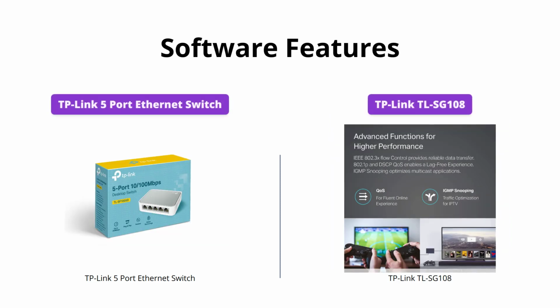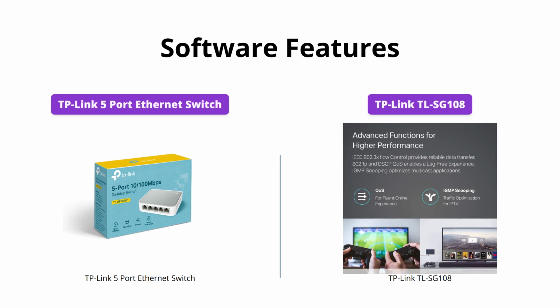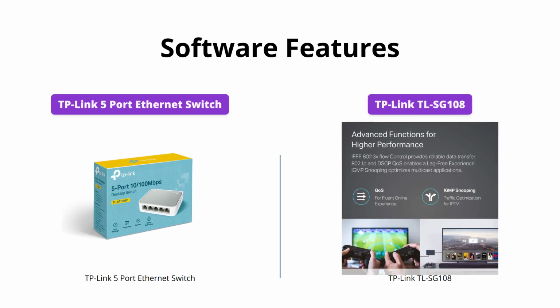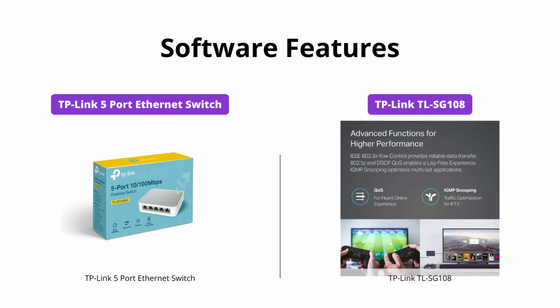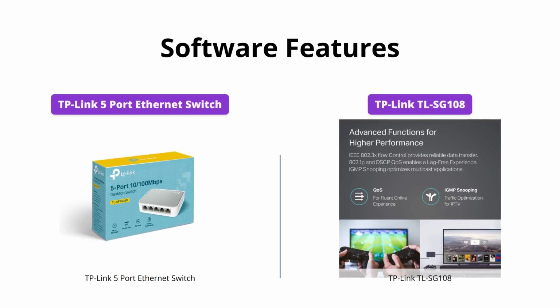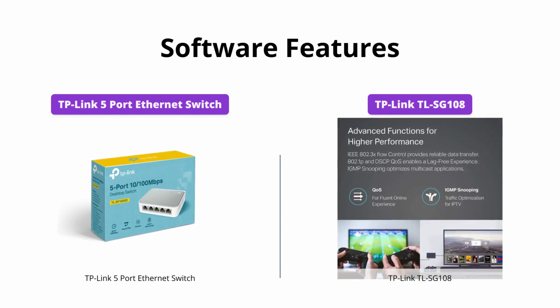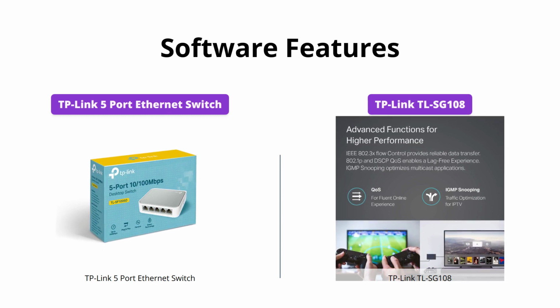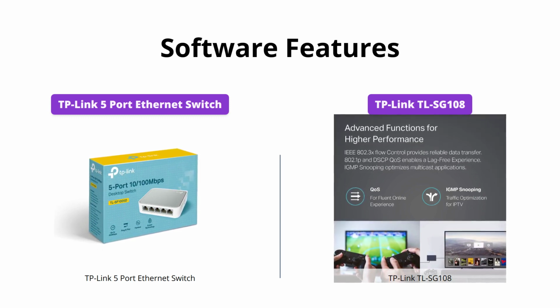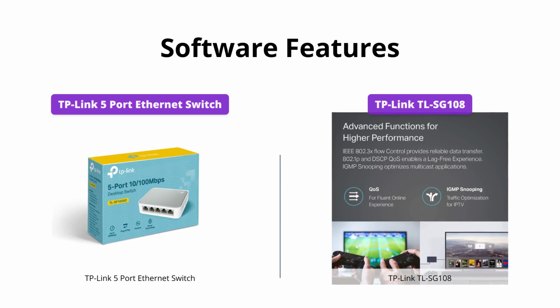The TP-Link TL-SG108 wins in the advanced software features department with its ability to prioritize traffic and guarantee high quality of video or voice data transmission with port-based 802.1p DSCP codes and IGMP snooping. On the other hand, the TP-Link 5-port Ethernet switch has no advanced software features.